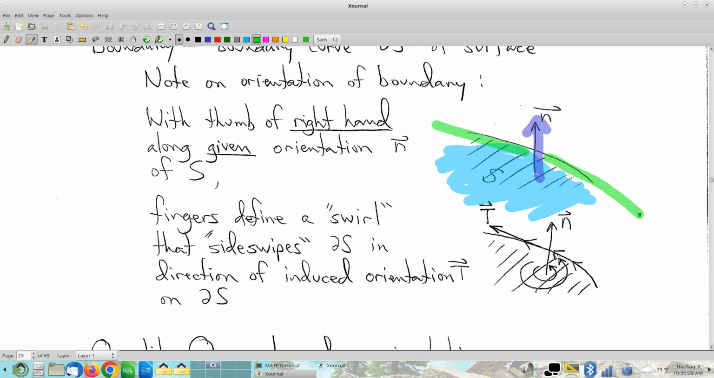If I've got an oriented surface, that should imply an orientation on the boundary curve. That's what we call the induced orientation. Which way should it be? There's two. It could be back toward me or over away from me. Which of my two options is it?